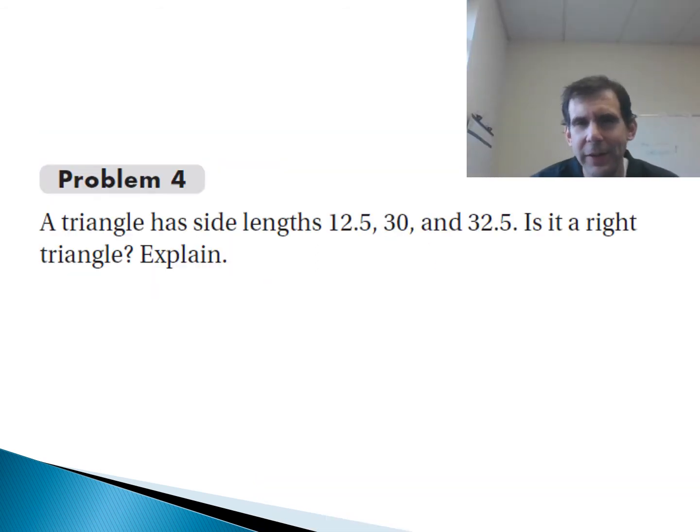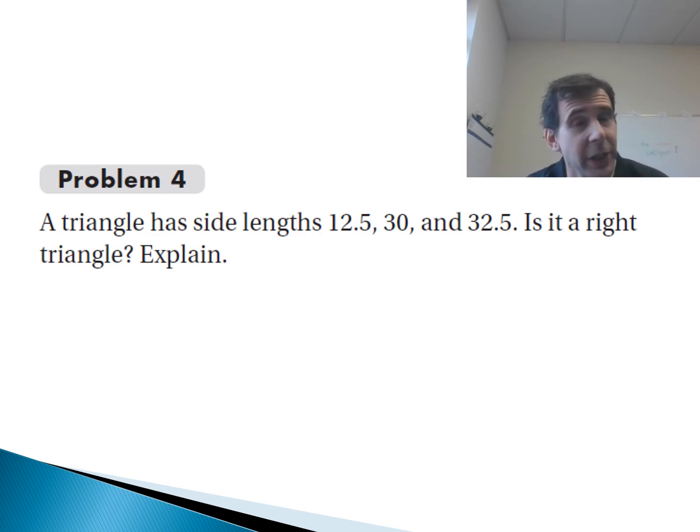All right, so let's take a look here at a problem. A triangle has side lengths of 12.5, 30, and 32.5. Is it a right triangle? Explain. So I'm going to ask you to do this, okay, before we even do an example. Sometimes the assessments just see, can you understand this by thinking it through and kind of figuring it out.